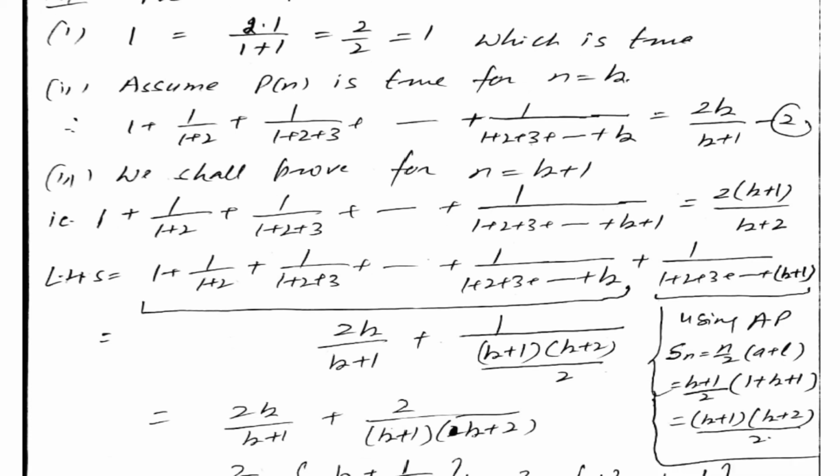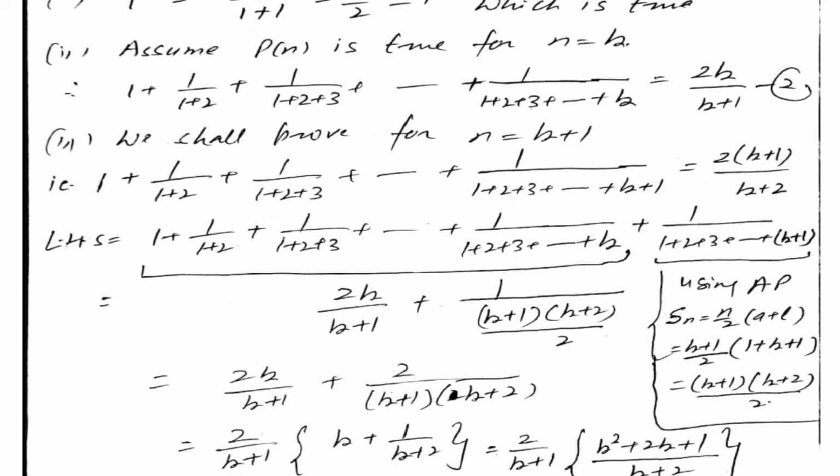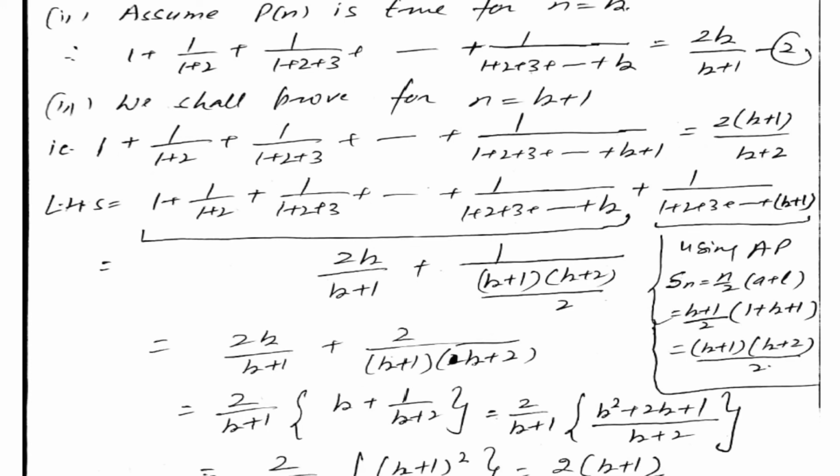2 upon k plus 1 is common. We are left with here what? k plus 1 upon k plus 2. Again, 2 upon k plus 1, by taking LCM and simplifying, k square plus 2k plus 1 upon k plus 2. Again here 2 upon k plus 1, it is what? a square plus b square plus 2ab, a plus b whole square, means k plus 1 whole square upon k plus 2. Then simplifying these two terms, 2 into k plus 1 upon k plus 2.